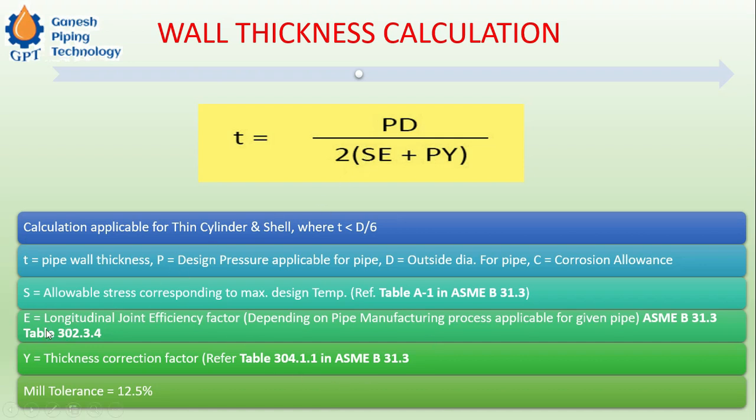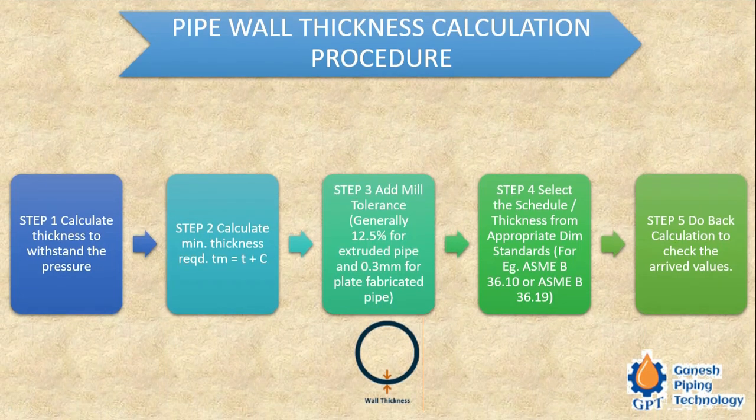Then comes E, the longitudinal joint efficiency factor, depending on the pipe manufacturing process applicable for the given pipe, that is ASME B31.3, Table 302.3.4. Then comes Y, the thickness correction factor, refer to Table 304.1.1 in ASME B31.3. Then comes the mill tolerance. So all this we are going to discuss now.